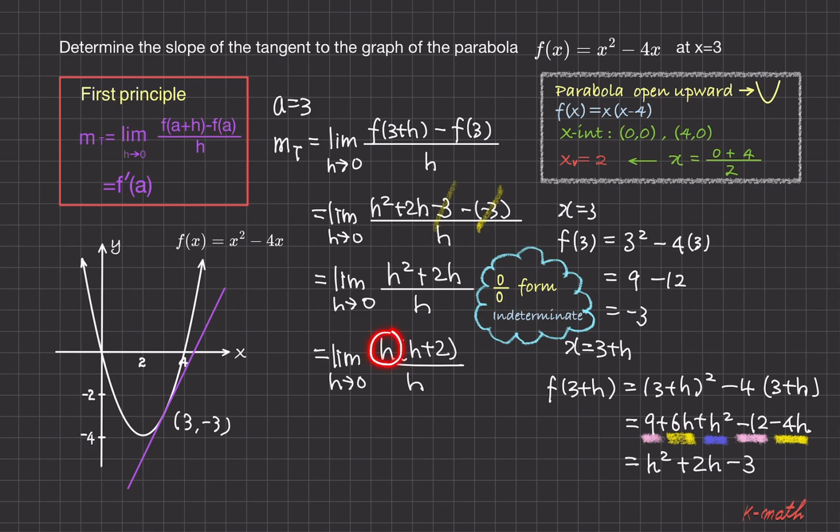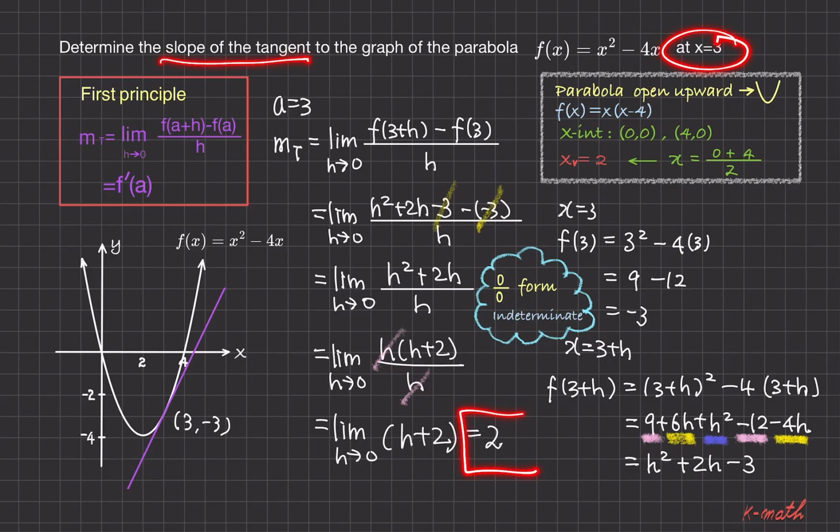We have h on the top and h on the bottom, so they cancel out each other. Now we have limit as h approaches 0, h plus 2. As h gets really close to 0, h plus 2 just becomes 2. The slope of the tangent line at x equals 3 is 2. So that's how we can find the slope of the tangent line using the first principle.